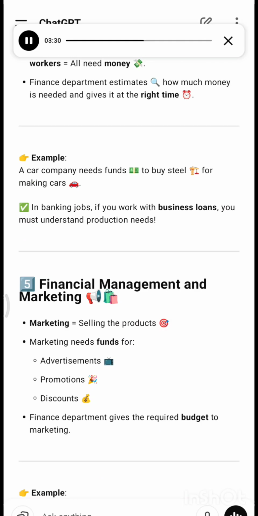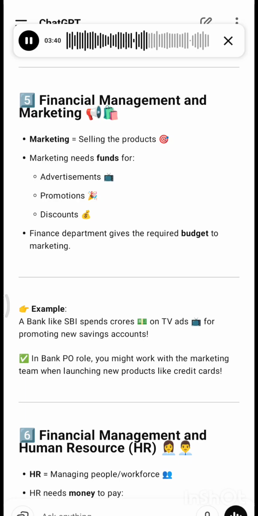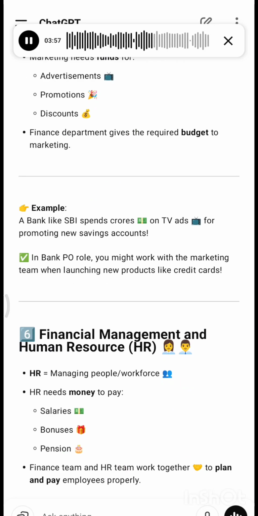Number 5, financial management and marketing. Marketing equals selling the products. Marketing needs funds for advertisements, promotions, discounts. The finance department gives the required budget to marketing. Example: a bank like SBI spends crores on TV ads for promoting new savings accounts. In a Bank PO role, you might work with the marketing team when launching new products like credit cards.